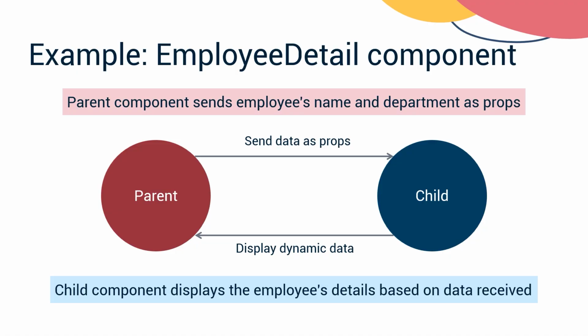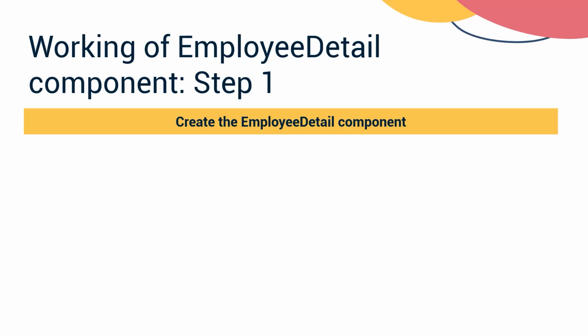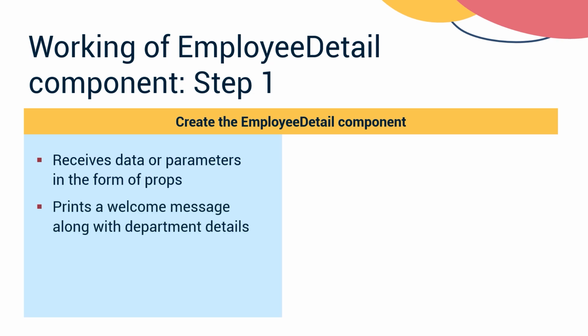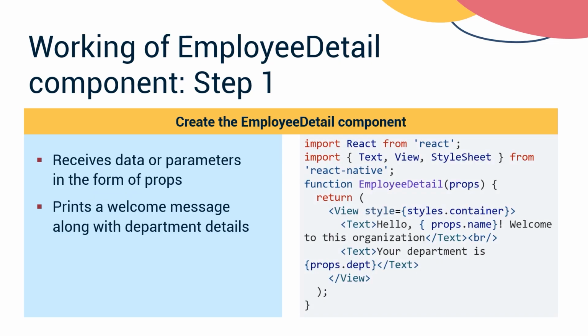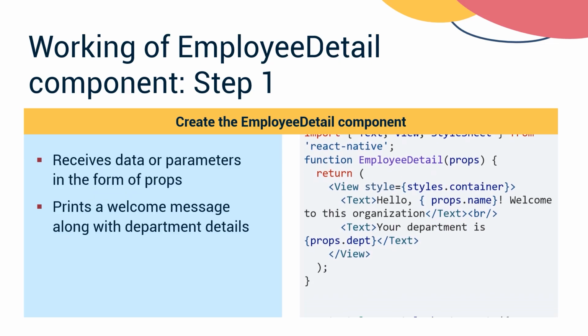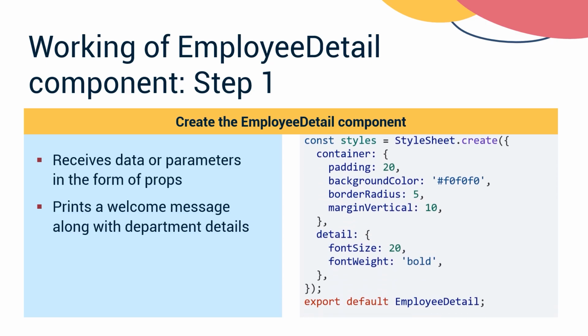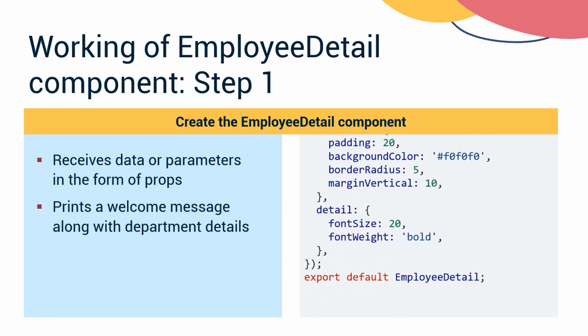Let's delve deeper to understand the step-by-step process that helps achieve this functionality through props. To begin with, you first need to create a functional component in React Native called employee detail. This component will receive data or parameters in the form of an object called props and then print a welcome message along with department details. Here's a sample code to create the employee detail component. As observed from this code, in the employee detail component, some data is getting rendered within text using props.